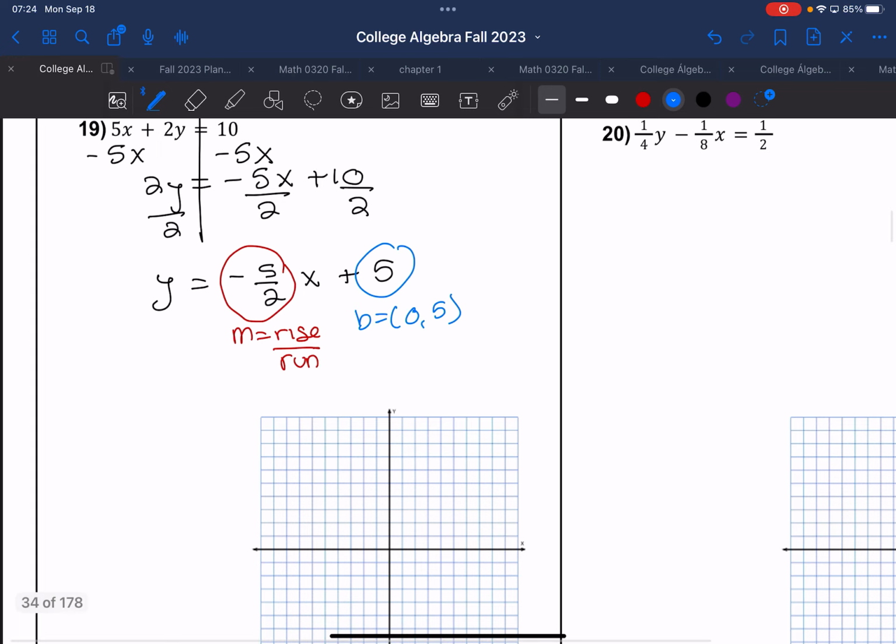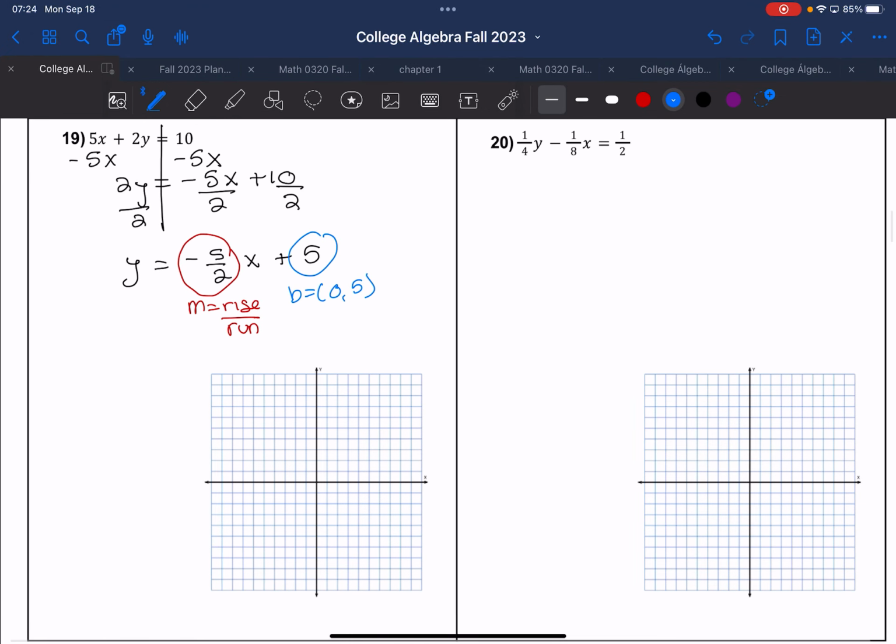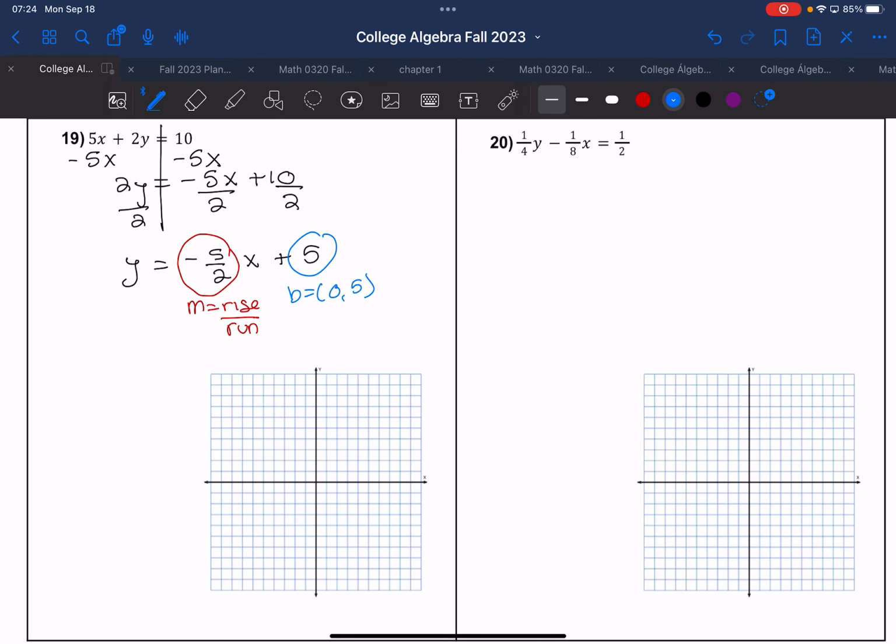Okay. When we have this information, the first thing we need to do is plot the point. Okay, so our point is 0, 5. Then in order to find our next point, we're going to have to use that slope, that rise over run. So since it's negative 5 over 2, are we going to go up 5 or down 5? Down 5. Okay. Now we're going to go which direction?